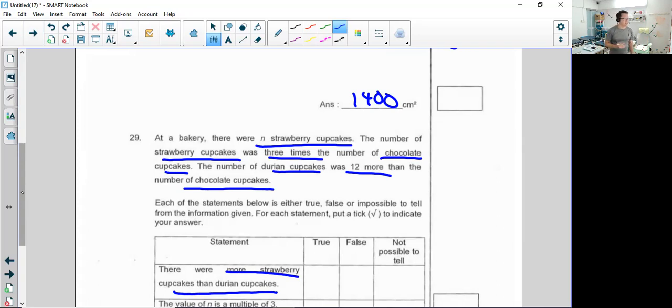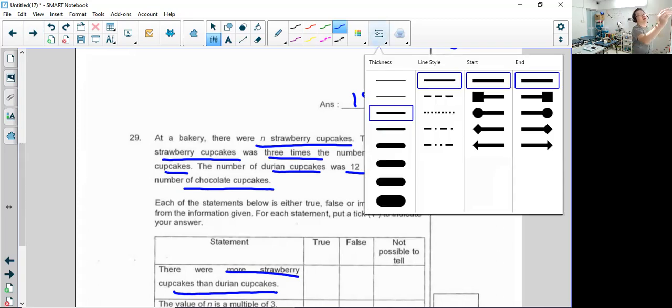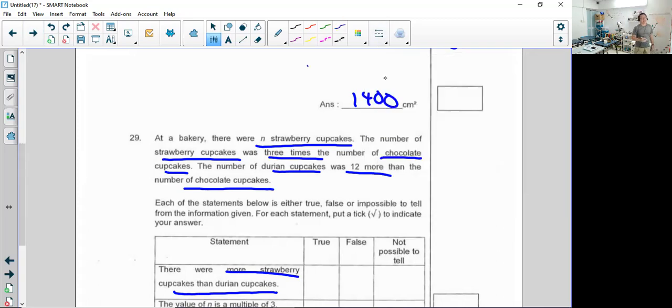Model drawing, right? So we draw a model. So let's draw the model and see what happens. I'm going to draw over here. Now, there were n strawberry cakes. The strawberry cakes was 3 times, so let's draw a rectangle. 3 times the chocolate. When you draw a model, it is very visual, which will help you to see better. When there's something visual, you can actually break down the problem and see more clearly.